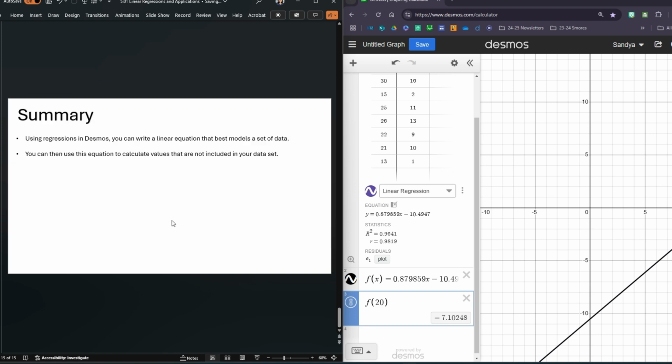So using regressions in Desmos, you can write a linear equation that best models a set of data. You can then use this equation to calculate values that are not included in your data set.